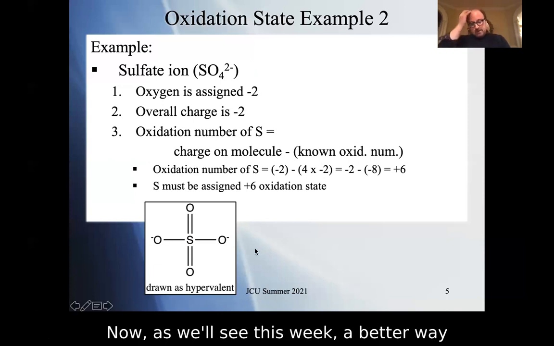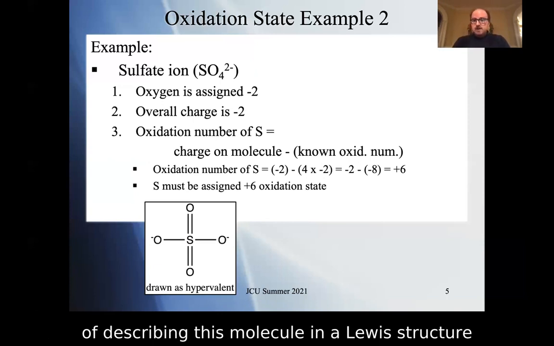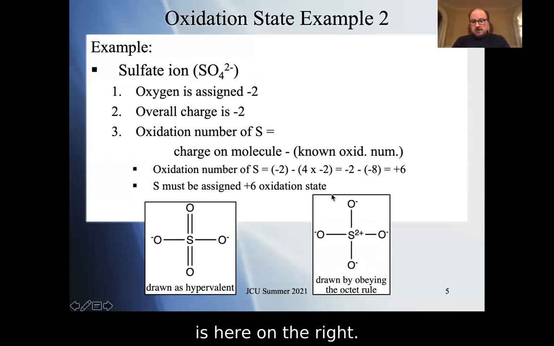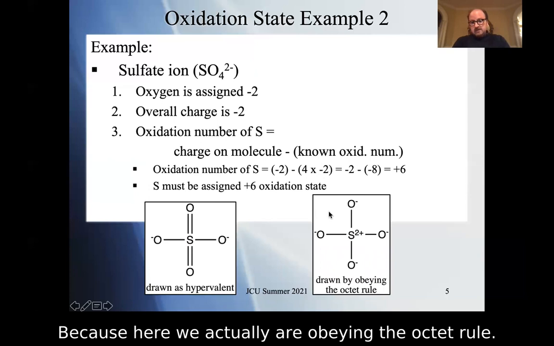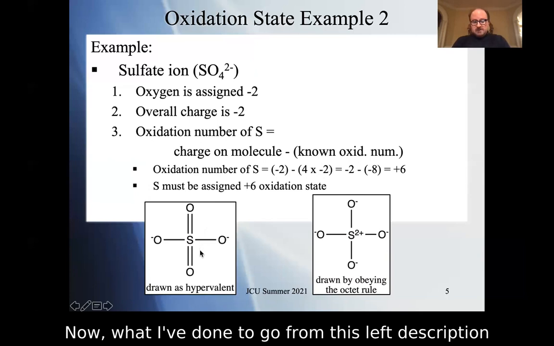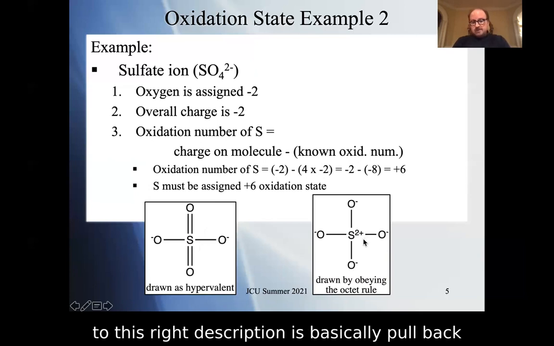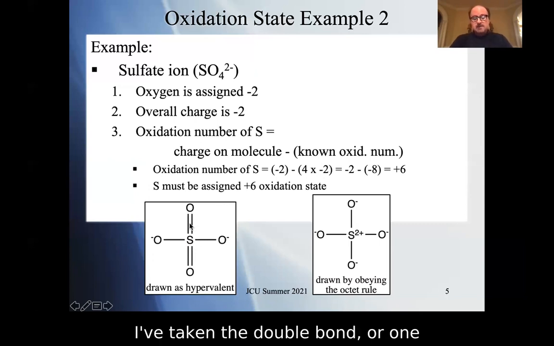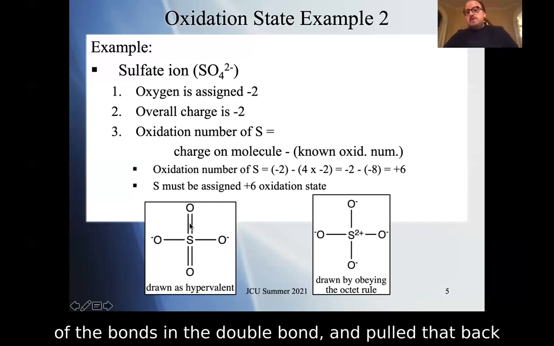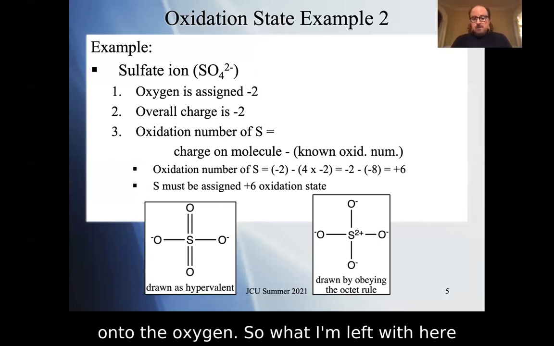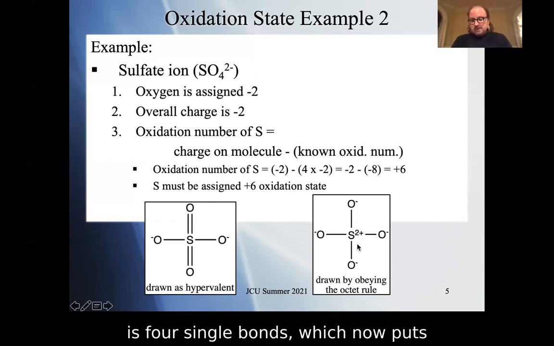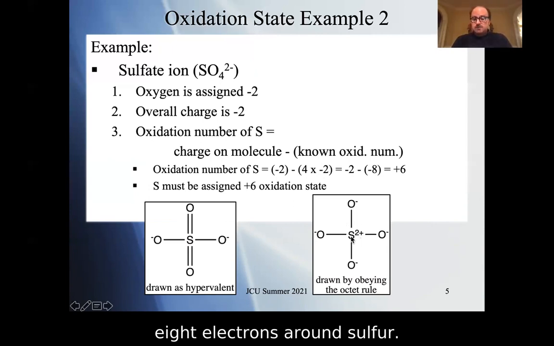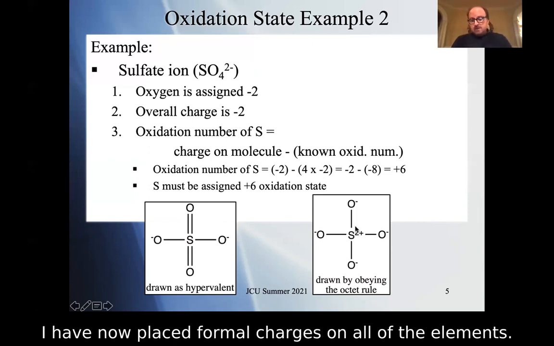Now, as we'll see this week, a better way of describing this molecule in a Lewis structure is here on the right, because here we actually are obeying the octet rule. Now, what I've done to go from this left description to this right description is basically pull back the double bond. I've taken the double bond, or one of the bonds in the double bond, and pulled that back onto the oxygen. So what I'm left with here is 4 single bonds, which now puts 8 electrons around sulfur. I have now placed formal charges on all of the elements, but that's okay.